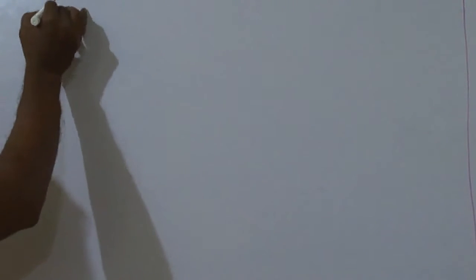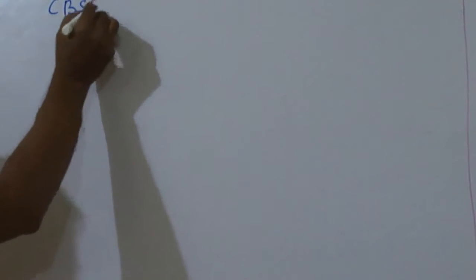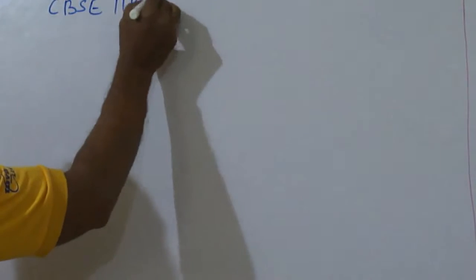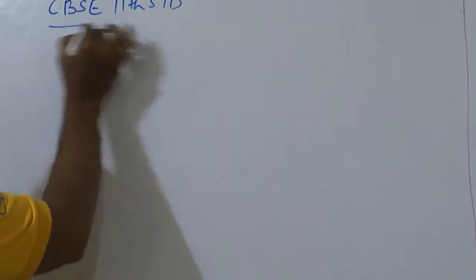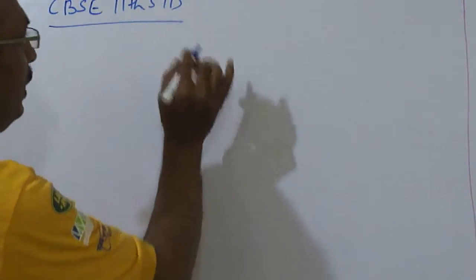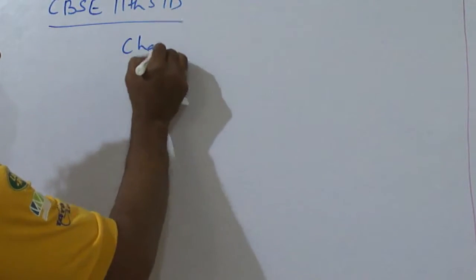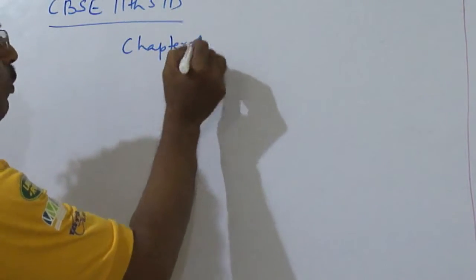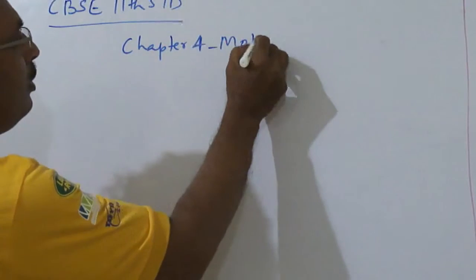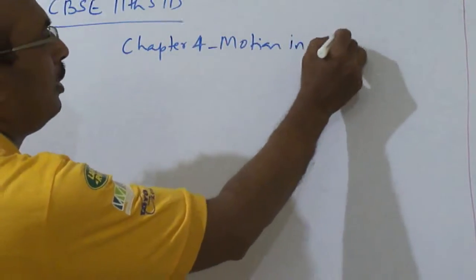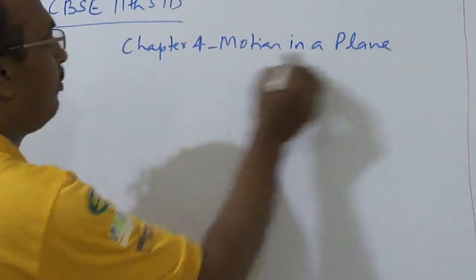So today we will be starting motion in 2 dimensions. Okay, so this is CBSE 11th standard, chapter 4, isn't it? Chapter 4, that is motion in a plane. Correct?